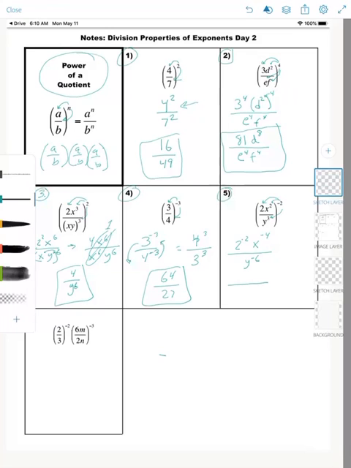Now, everything's negative, so everything's going to switch to the opposite part of the fraction. So the y to the 6 goes to the top and becomes positive. 2 to the negative 2 goes to the bottom and becomes positive. And the x to the 4 goes to the bottom and becomes positive. I'm just cleaning that up a little bit. y to the 6th over 4, because 2 to the second is 4, x to the 4th power.